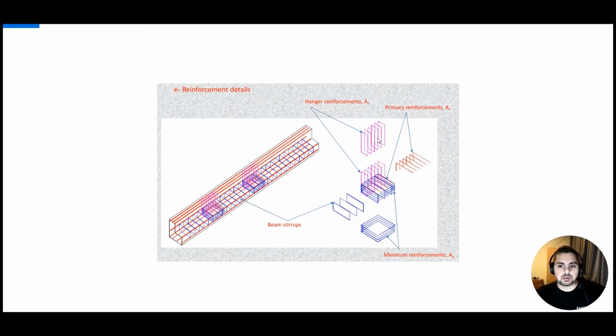So what we have is our primary reinforcement, our hanger reinforcement, and minimum reinforcement, and beam stirrups in between. These are the main reinforcements that we are going to have. And of course, inside a beam, just like when we design for any beam, we are going to have flexure reinforcement, which are the reinforcement in red here. So now we have covered the different types of failures that we have and the different types of reinforcement that we are going to use.